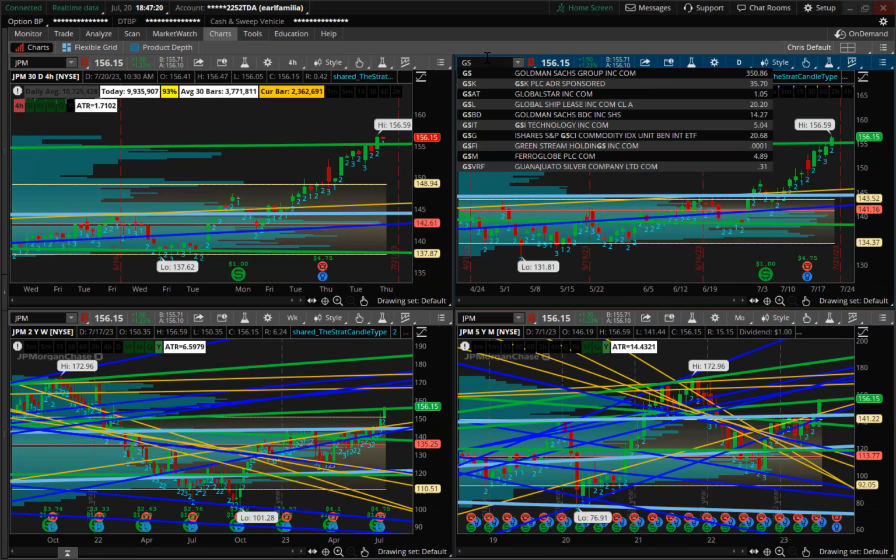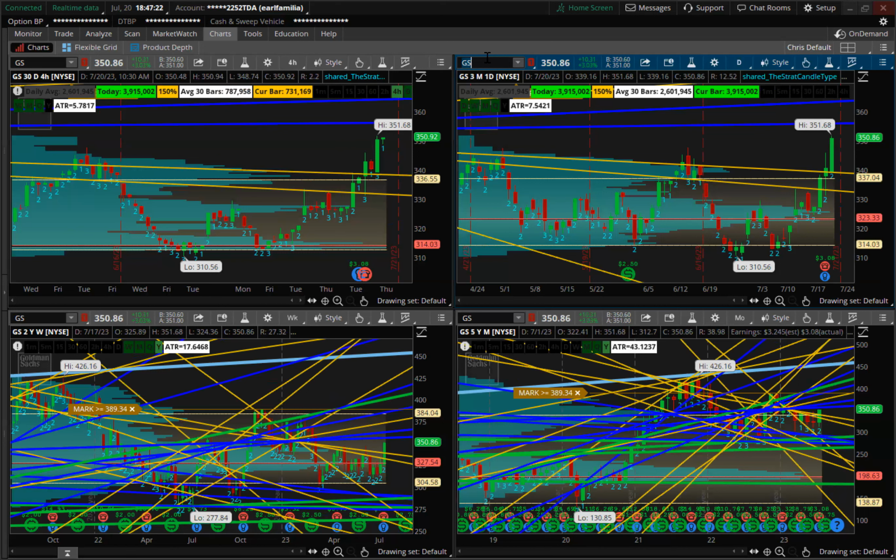Goldman Sachs. Again, all these tickers, they're all in force. They're strong as hell. I'll be targeting the monthly broadening formation on this one at 355.68. You've got the Chicago setup on the 4-hour. Yeah, barbecue chicken on this one. 350.94 is your entry level.